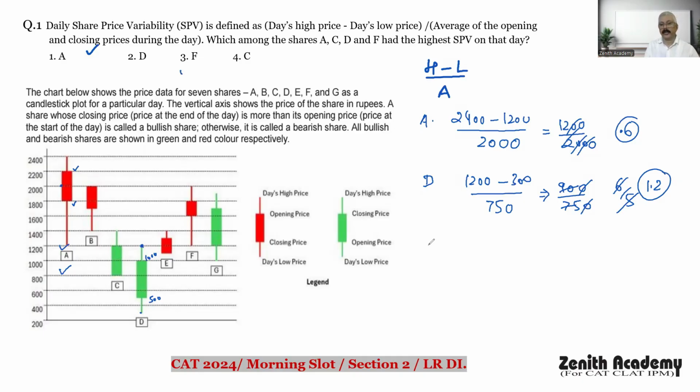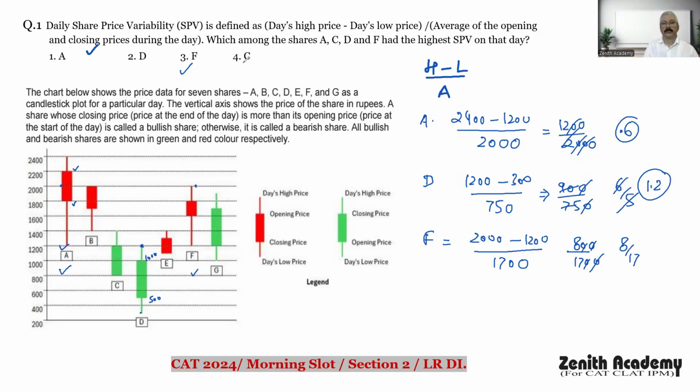Now option 3, share F. The high price is 2000 and the low is 1200. Average of opening and closing: it is 1600, it is 1800, so the average will be 1700. So this is 800 divided by 1700, 8 upon 17.